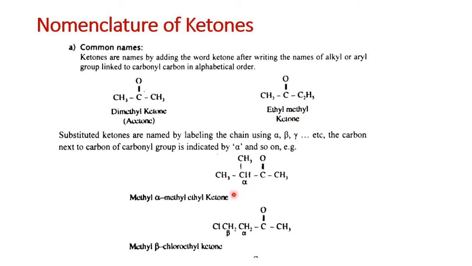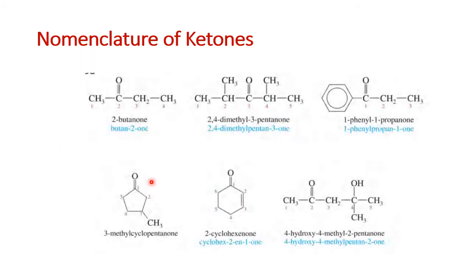And similarly, if we have substituents, the carbon which is attached to the functional group is the alpha carbon. So at the alpha position, this is the methyl. Otherwise, this is ethyl and this is a methyl. So its name will be alpha-methyl ethyl ketone. Similarly, this is alpha, beta, and this is the chlorine, so this is methyl, beta-chloro ethyl ketone.